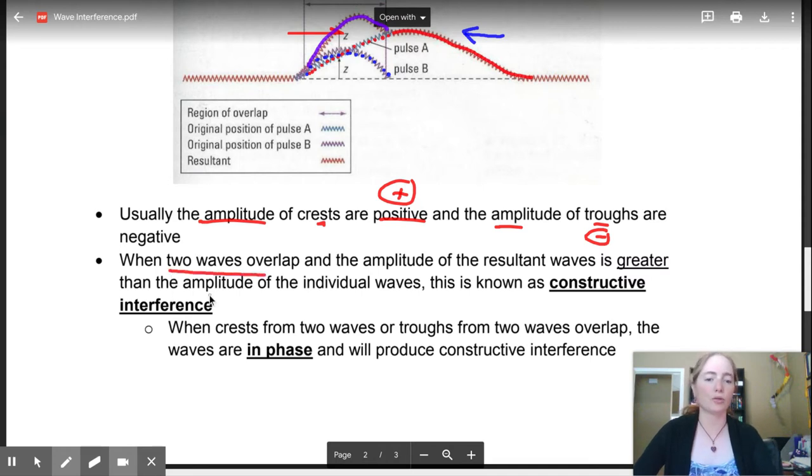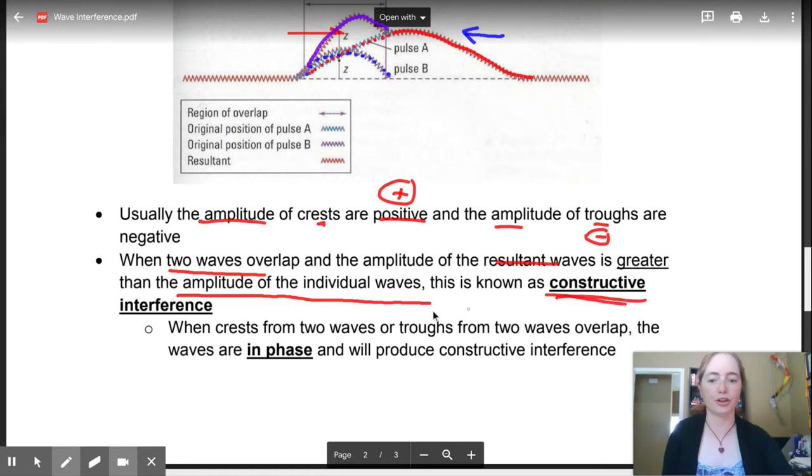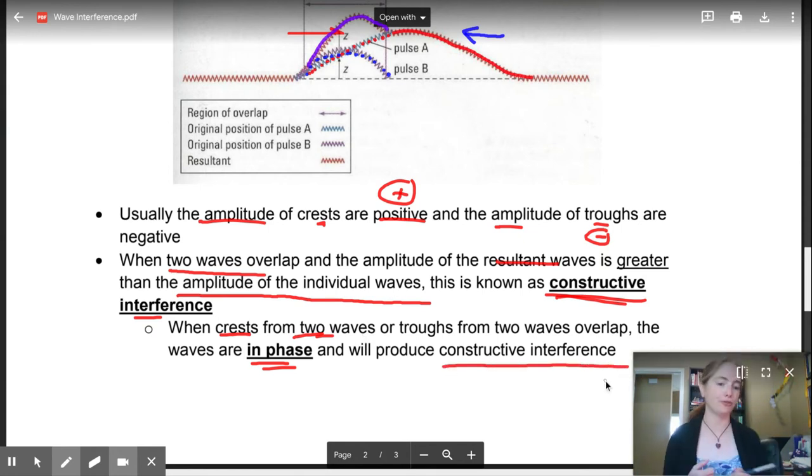Now, when you have two waves overlap, if the resultant wave is greater than the amplitude of the waves, that is called constructive interference. This means you have two crests or two troughs overlapping. In the example we looked at up here, we had two crests, so we wound up with a larger amplitude. These waves were in phase. We had two crests that overlapped. It is constructive interference.